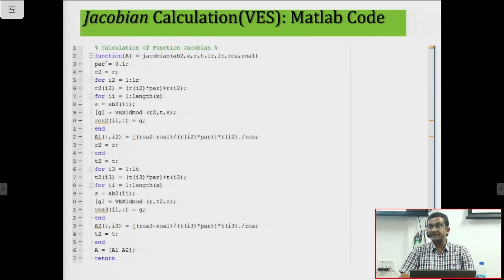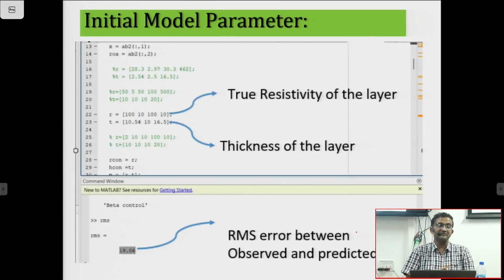The second is the Jacobian calculation. Here we have the Jacobian function that takes AB by 2. AB by 2 is your electrode spacing in the Schlumberger. X and R and T are the true resistivity and the thickness. These are the parameters. rho A and rho A1 are actually the apparent resistivity, the computed one, and this code will allow us to find these Jacobian calculations, and finally we have to provide the resistivity value. So this is your true resistivity.